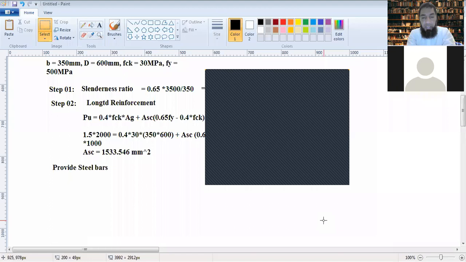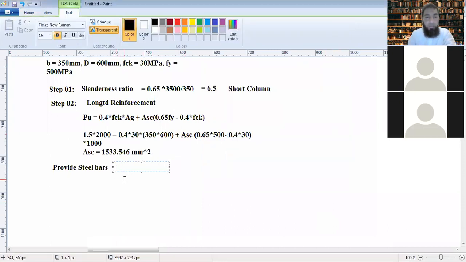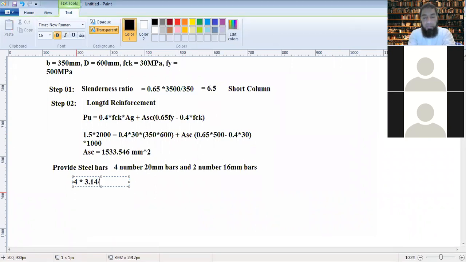If I go for 20 mm bars, and 14, 5 bars. So you can provide 20 mm bars. What you can do is you can provide 4 number 20 mm bars and 2 number 16 mm bars. That would be 4 into 3.14 divided by 4 into 20 into 20, plus then you would have 2 into 3.14 divided by 4 into 16 into 16.